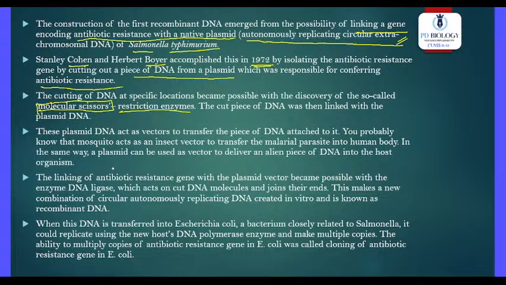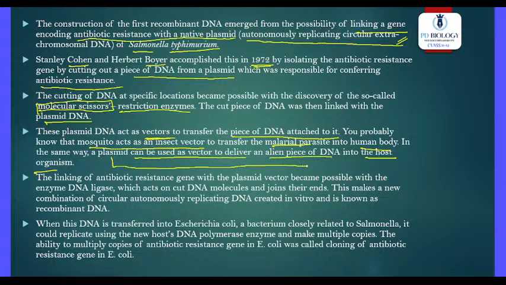The cut piece of DNA is then linked with the plasmid DNA. This plasmid DNA acts as a vector to transfer the piece of DNA attached to it. You probably know that the mosquito acts as an insect vector to transfer the malarial parasite into the human body. In the same way, the plasmid can be used as a vector to deliver an alien piece of DNA into the host organism. So what is the function of a plasmid? To deliver an alien piece of DNA into the host body.